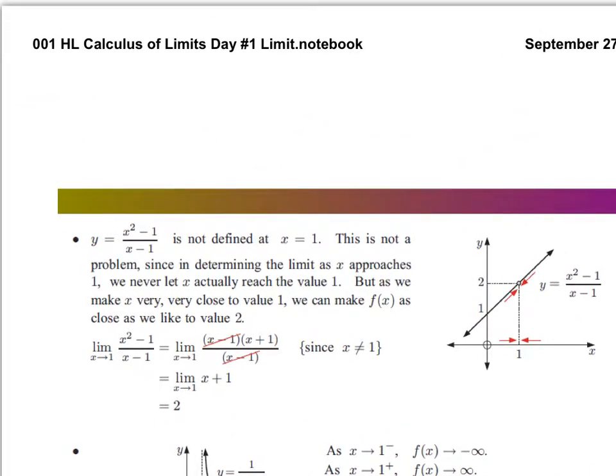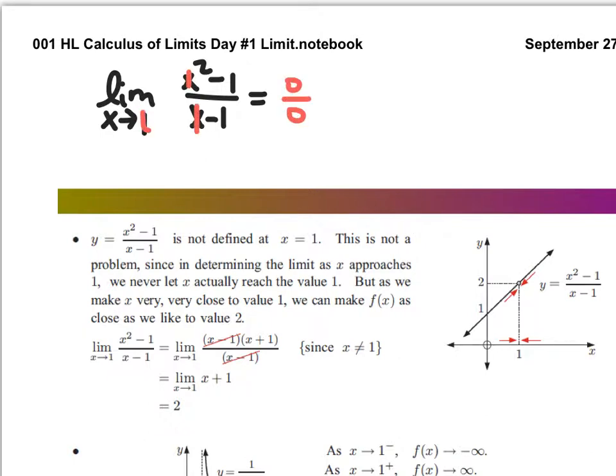Let's say that y equals x squared minus 1 over x minus 1, and it's not defined at x equals 1. Why? Because if you did a direct substitution in this case, we want to evaluate the limit as x approaches 1 of x squared minus 1 over x minus 1. If I plugged in that 1 like I did on the previous problem, I would get 0 over 0, which tells me there's something else going on.